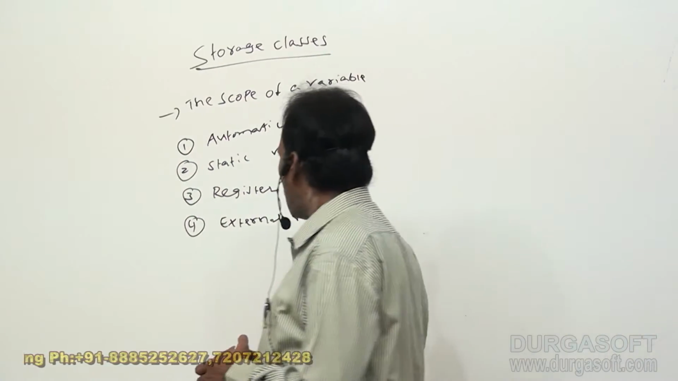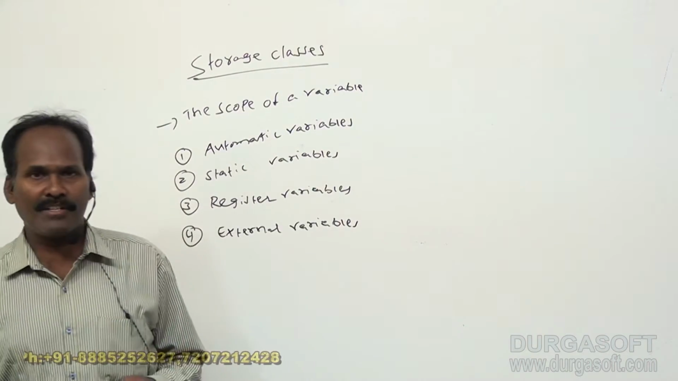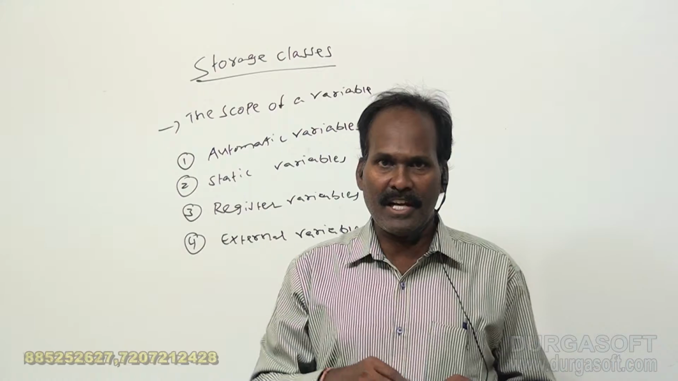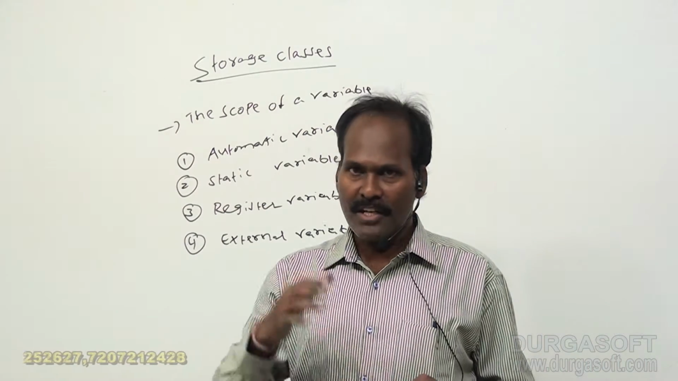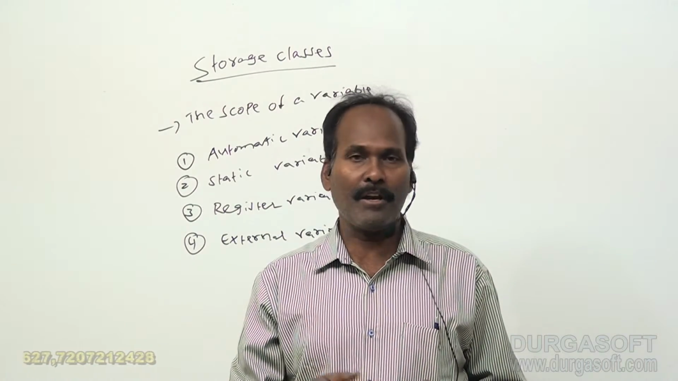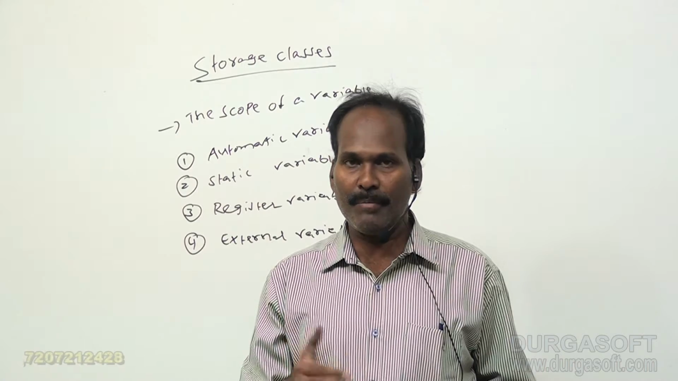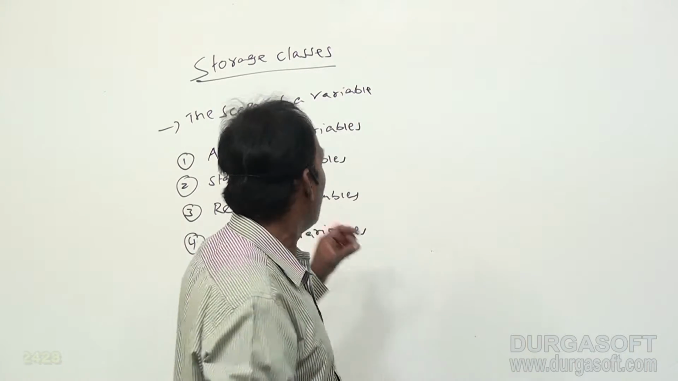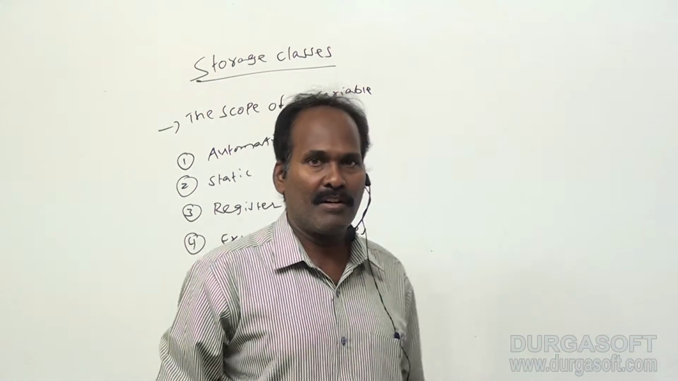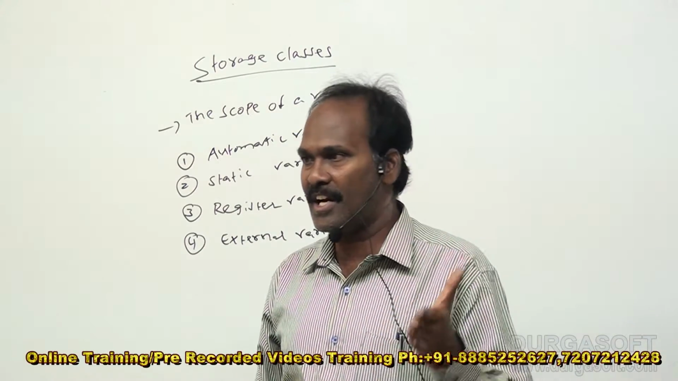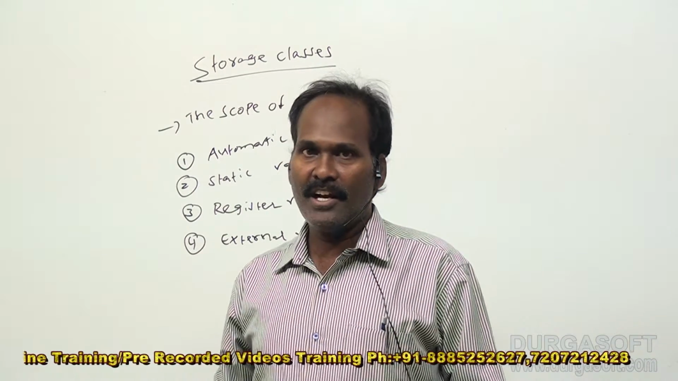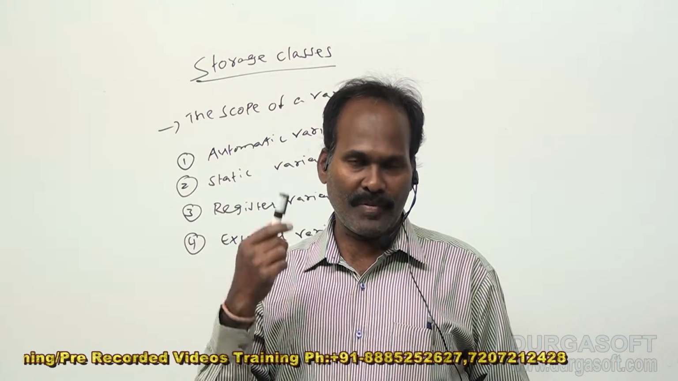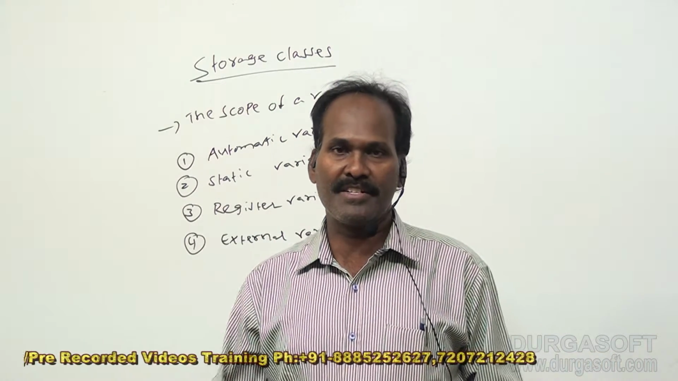Automatic variables, as their name says, are automatically created within a function, and whenever the function is exited, the life of the automatic variable collapses. It vanishes. Within a particular function, an automatic variable can be accessed. When the function is created, the variable is created, and when the function is exited, the variable's life is vanished.